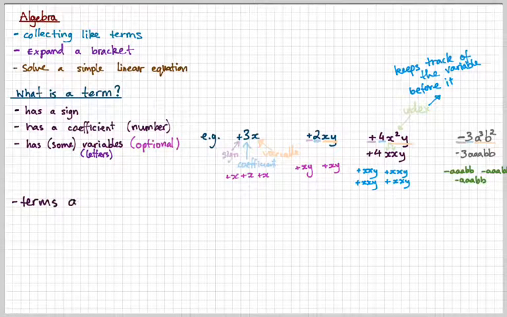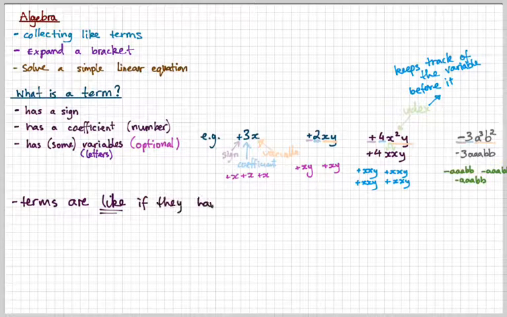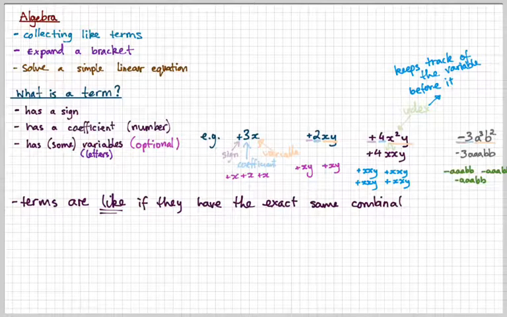Let's talk about when terms are like. So terms are like if they have the exact same combination of letters or variables. Okay? So terms are like if they have the exact same combination of variables.